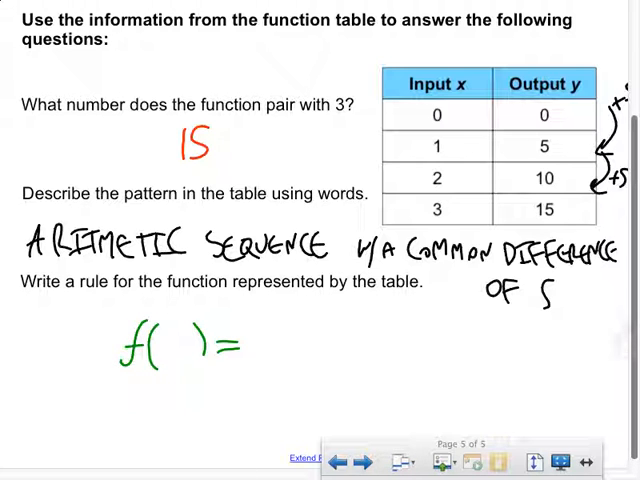What is the function of x going to be? What's the coefficient of x? 5. And do we need to make an adjustment so that it gives us the right output? No. We could just put plus 0. Did I make that wrong? That's correct. It's the same function, right? As just 5x.